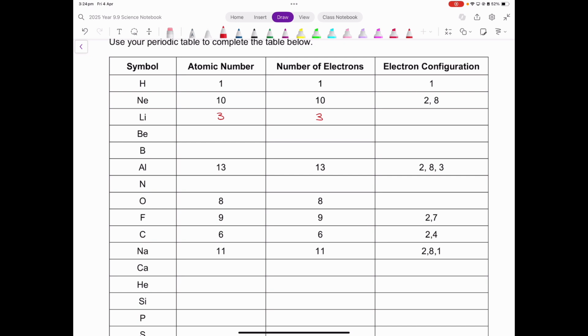How are these 3 spread across their shells though? How many electrons can we have in the first shell? 2. And how many is that going to leave for us in the second shell? 1. Perfect.